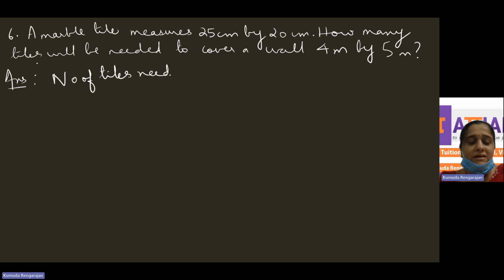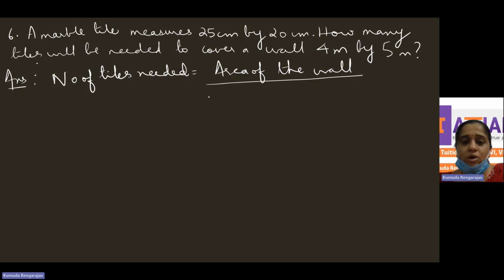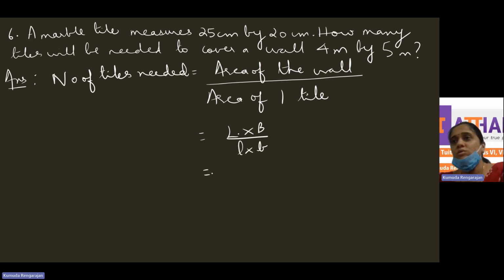needed is equal to area of the wall divided by area of one tile. This is the formula. What's the area of the wall, children? Length into breadth, right? So we'll use capital L and capital B, divided by area of the tile, which is also L into B. Wall is big, so capital L, capital B. Tile is small, so small l, small b. Now substitute the values.